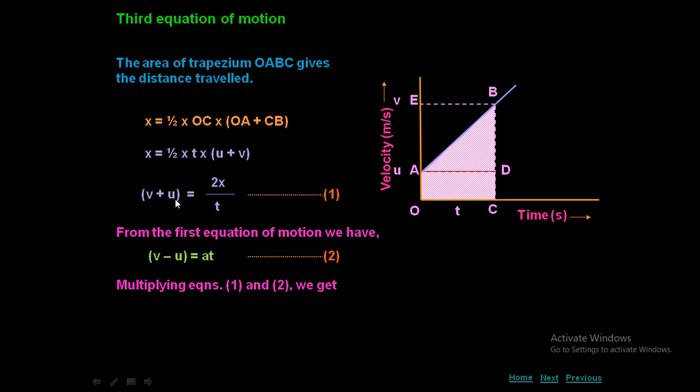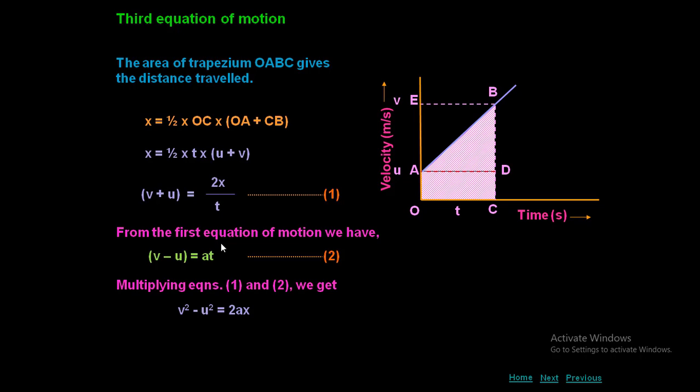Now multiplying equation 1 with equation 2. On the left hand side, we have v plus u and v minus u. So a plus b into a minus b is nothing but a square minus b square. On the right hand side, 2x by t into a t, so t gets cancelled. You are going to have the expression v square minus u square equals 2ax, which is your third equation of motion. In this way, we derive the three equations of motion by using graphical representation.